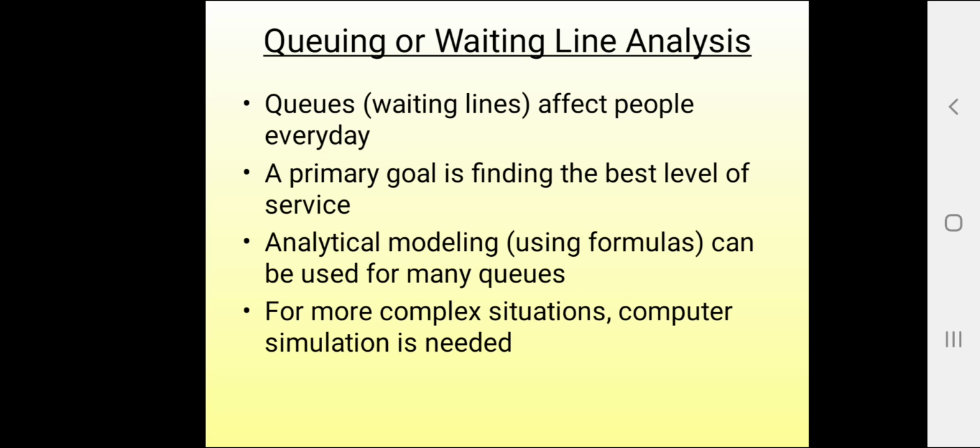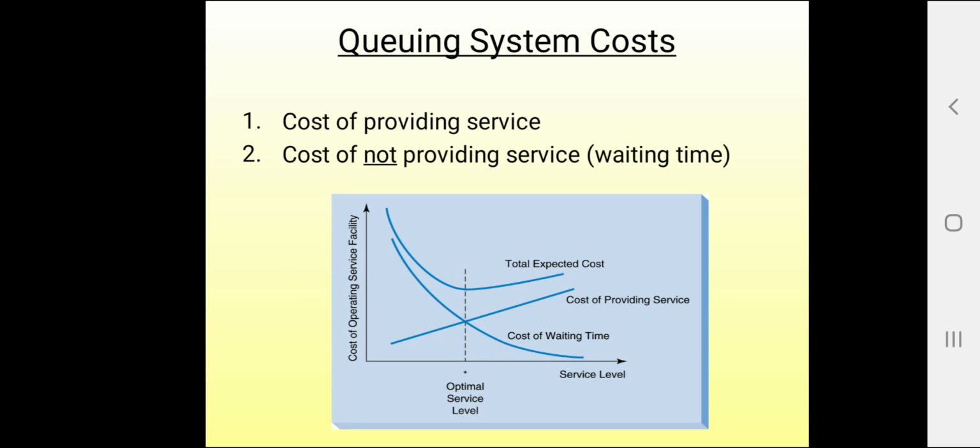So queues, or it is also called as waiting line, affect people every day. A primary goal is to find the best level of service, and analytical modeling can be used for many queues. So for more complex situations, computer simulation is needed. So we'll discuss queuing system cost. So cost of providing service and cost of not providing service.